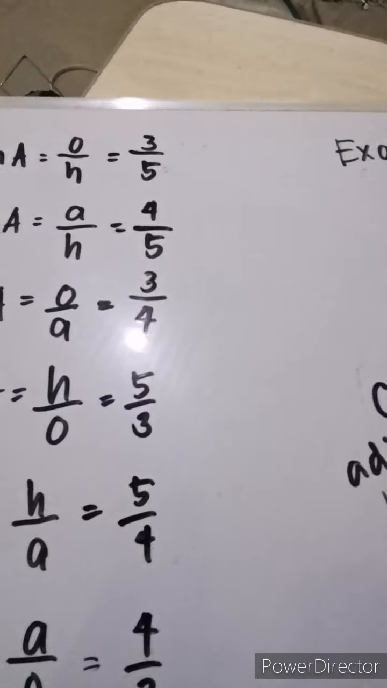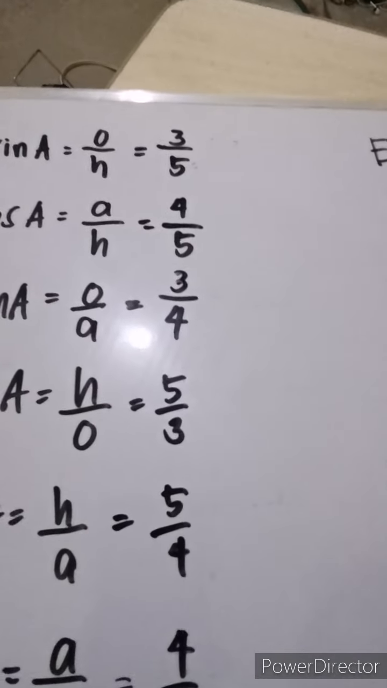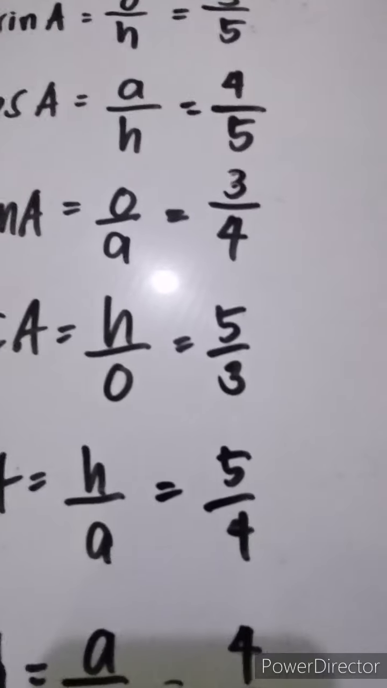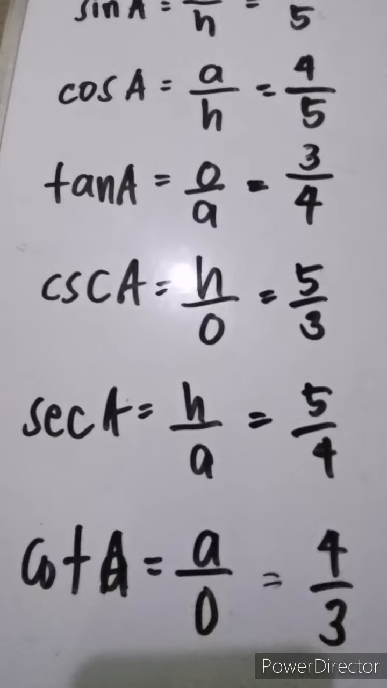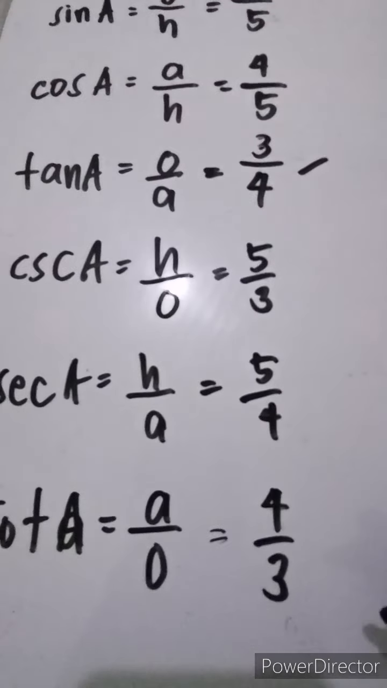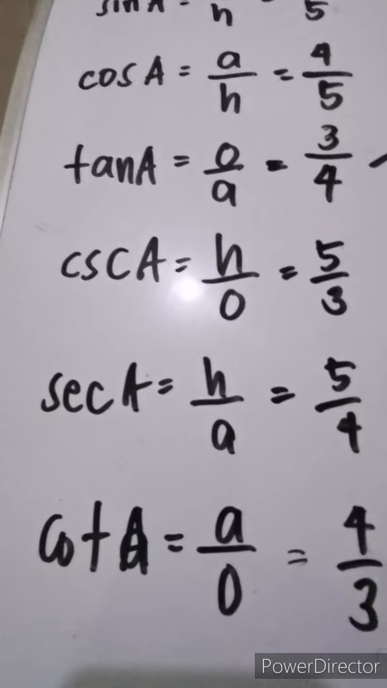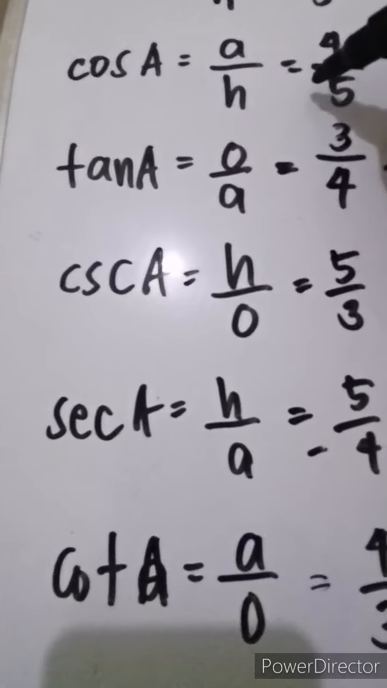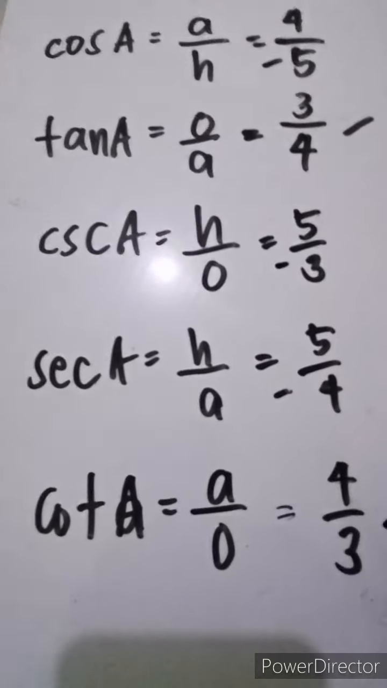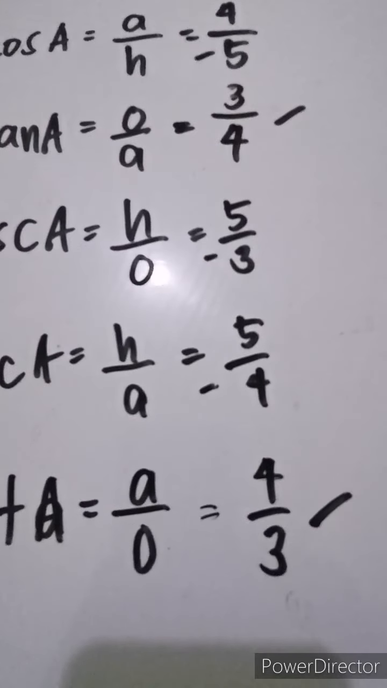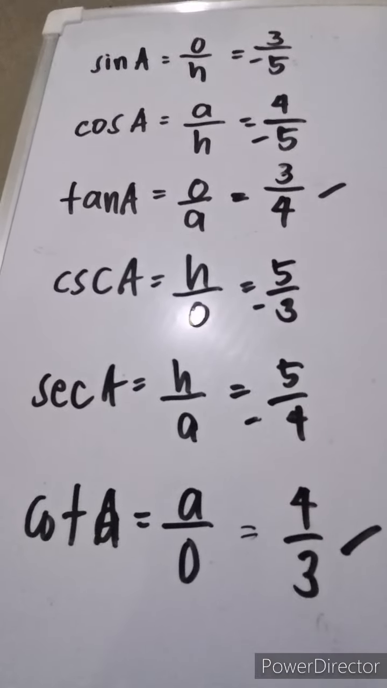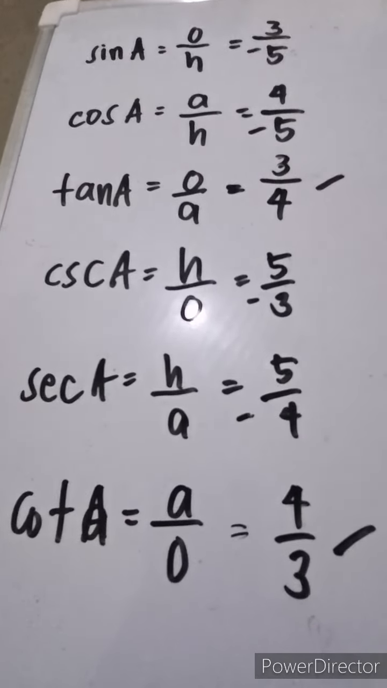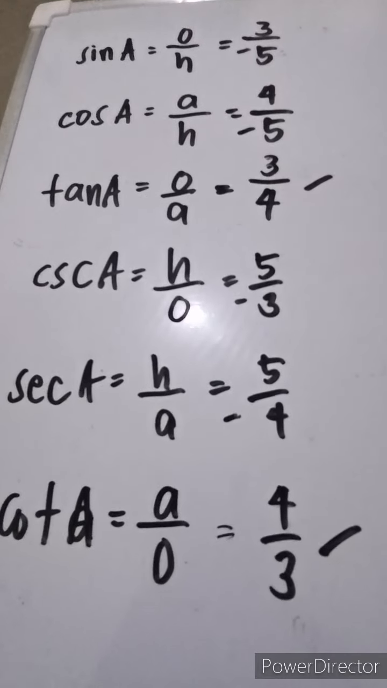Now, sabi, tayo daw ay nasa third quadrant. So, sa third quadrant, ano ba ang positive, ano ang negative? So, sa third quadrant, ang positive lamang ay tangent and the cotangent. So, therefore, lahat ng hindi kasama ay magiging negative. So, again, sa third quadrant, ang positive lamang ay cotangent and tangent. So, meaning the sine, the cosine, the cosecant, and secant are all negative.